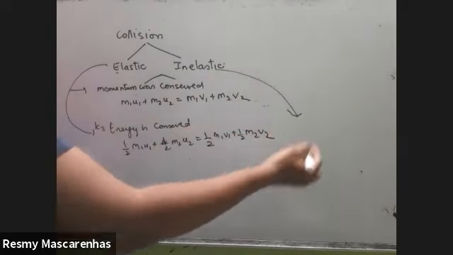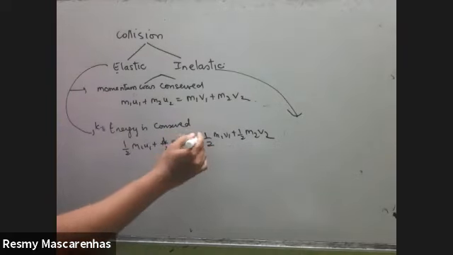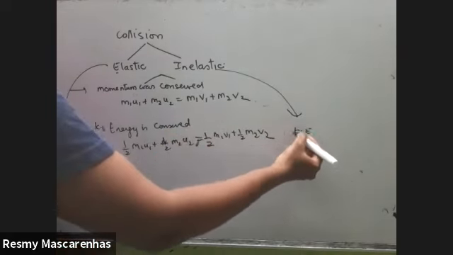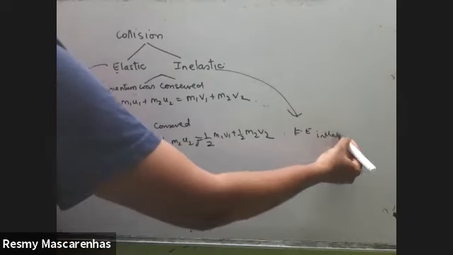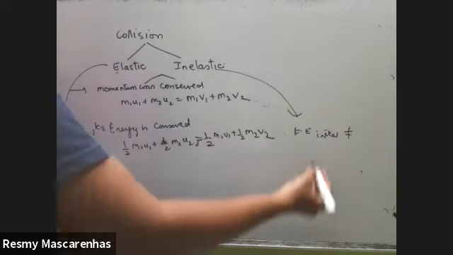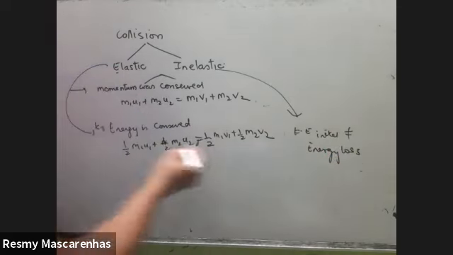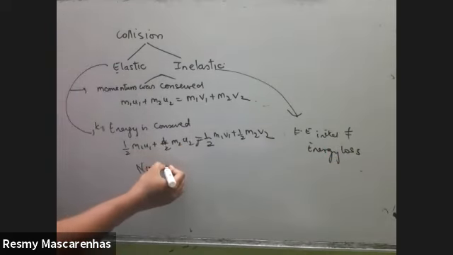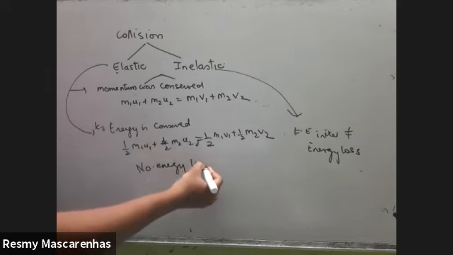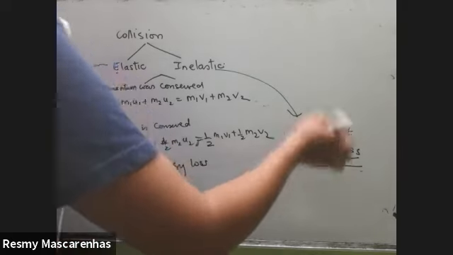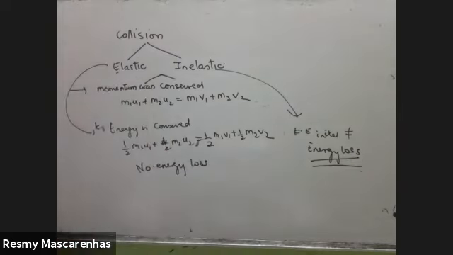For inelastic, we knew that the initial one is not equal to the final one. So there is basically energy loss over here. Here there is no energy loss. 100% there is some energy lost over here. So basically in inelastic, remember that energy is lost in some form or the other.